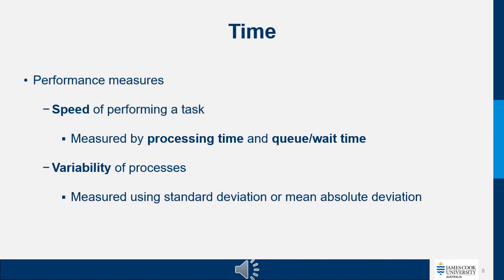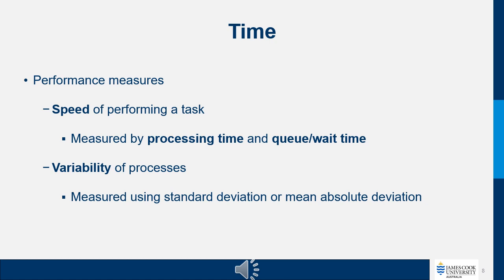Time is a performance measure that evaluates the efficiency and effectiveness of processes and tasks. It encompasses two main aspects: the speed of performing a task. This dimension measures the time taken to complete a specific task or process. It focuses on minimizing the duration required to perform the task, aiming for faster and more efficient execution. The speed is typically assessed by measuring processing time.